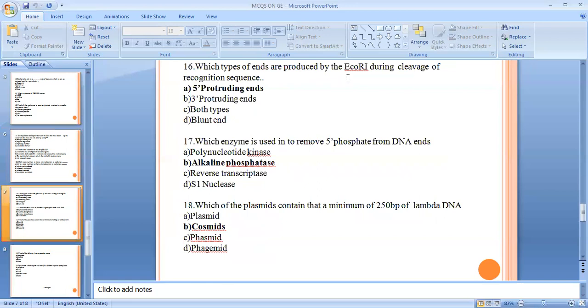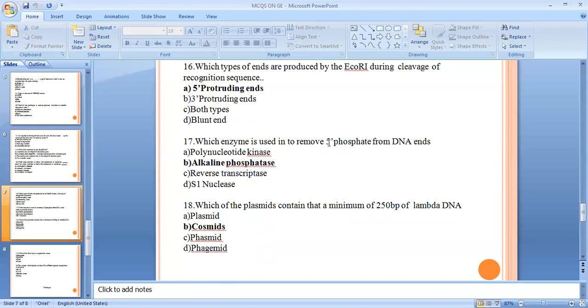Which types of ends are produced by EcoR1 during cleavage of the recognition sequence? There are two types of ends produced by different bacteria, staggered ends or blunt ends. Staggered ends are of two types, 5' protruding ends or 3' protruding ends. Here EcoR1 is producing 5' protruding ends. So the right answer here is A, that is 5' protruding ends. Next question is coming to you.